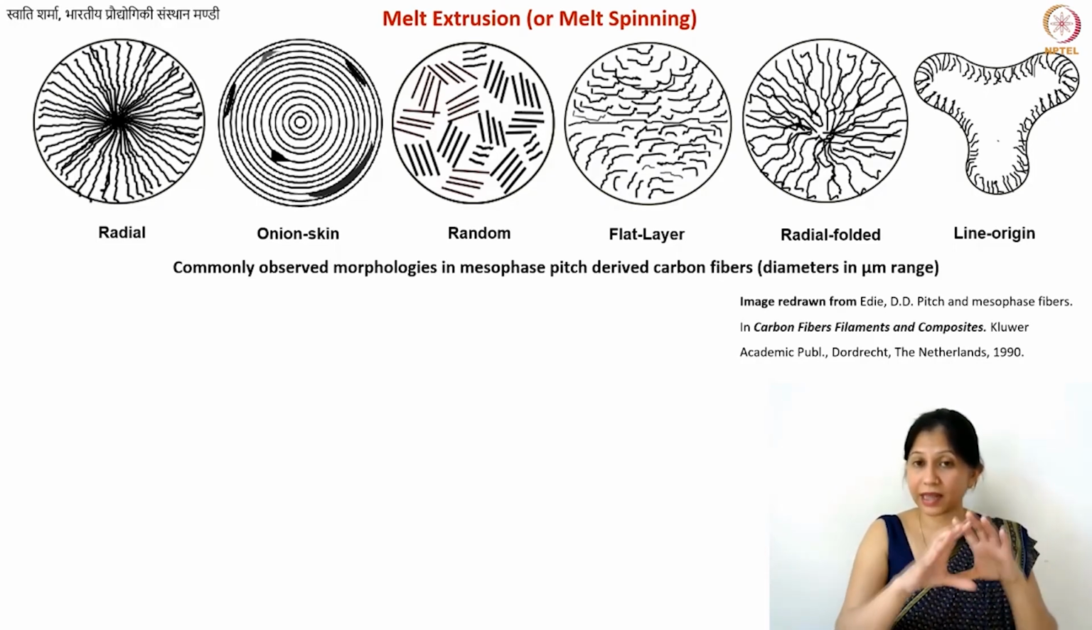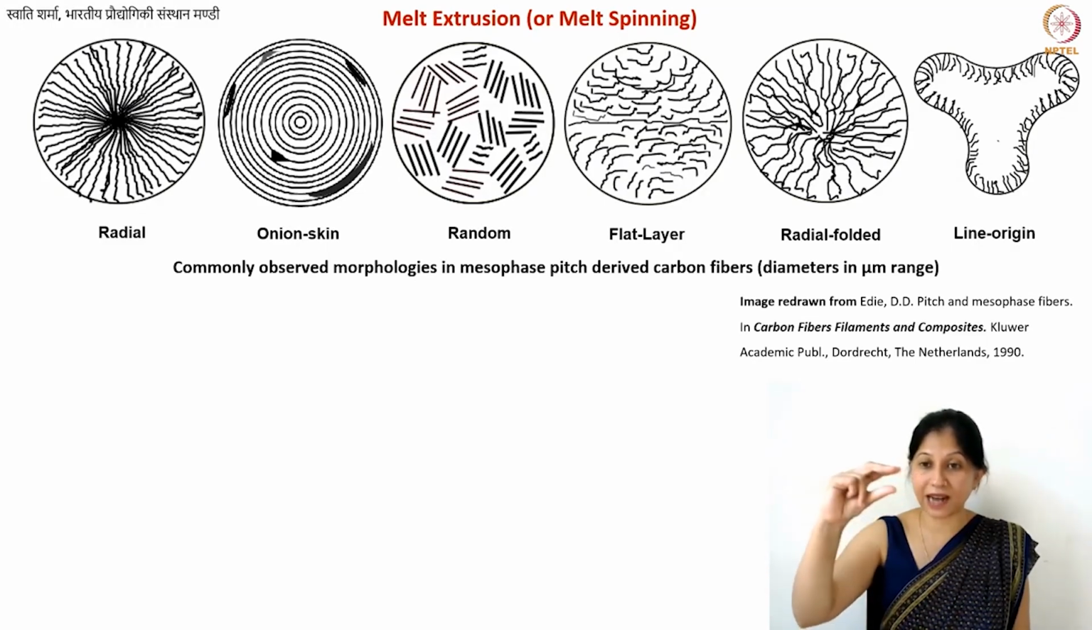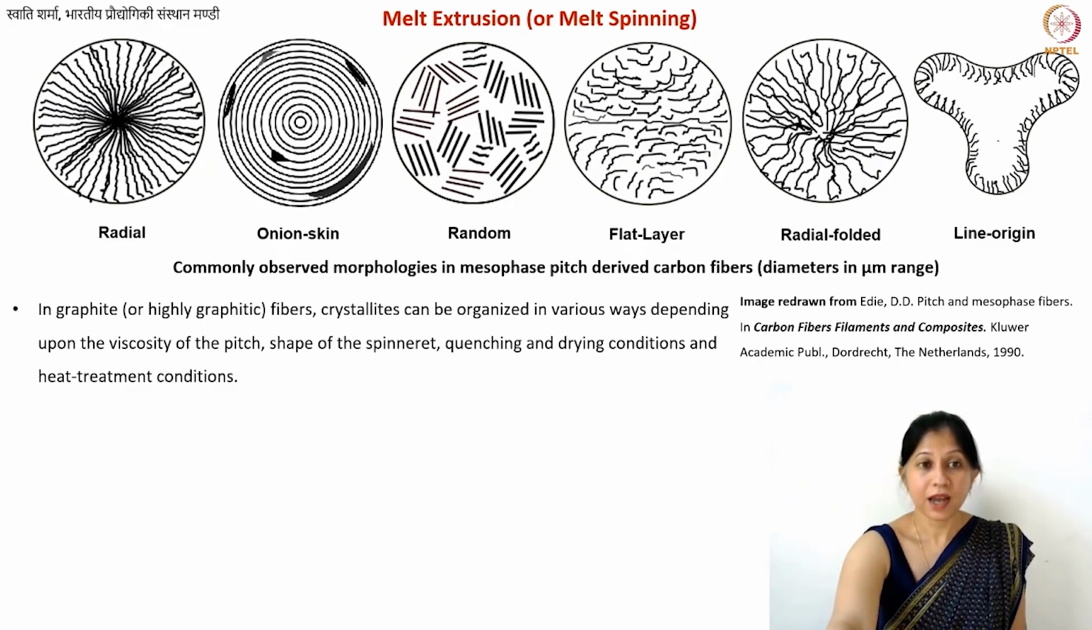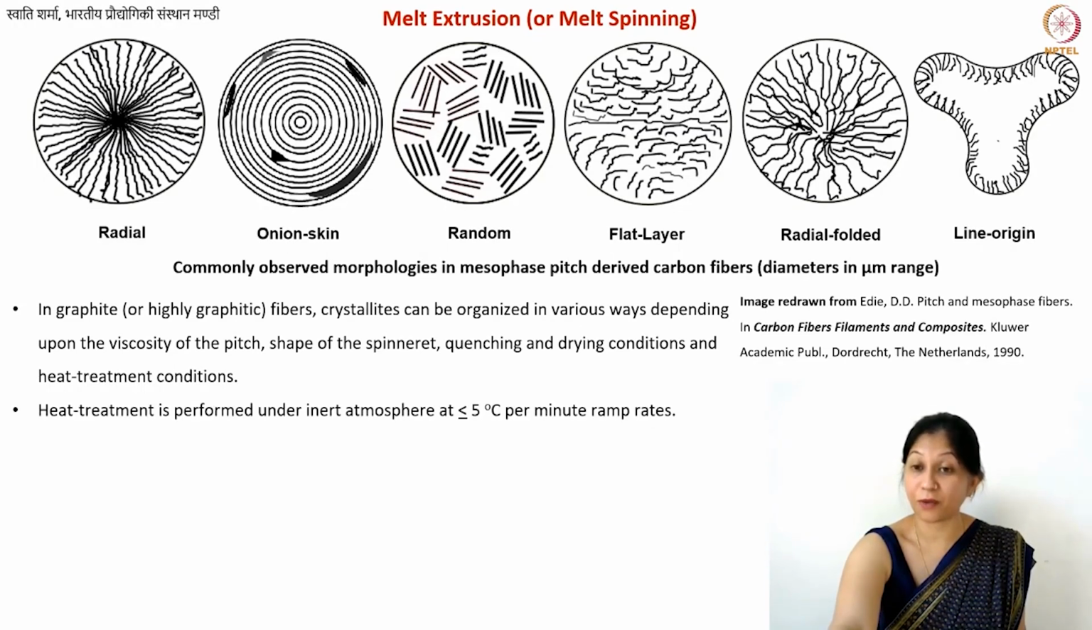Other than these 6 structures, you can also have some other possible morphologies. Of course, if you change the shape of the spinneret, you can also make flat ribbon-like fibers, for example. So there are many such options that are possible. These are some of the things that I have already mentioned. In the case of highly graphitic fibers, you have various possible methods of stack organization.